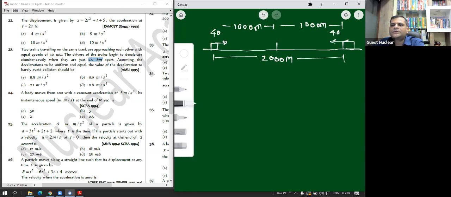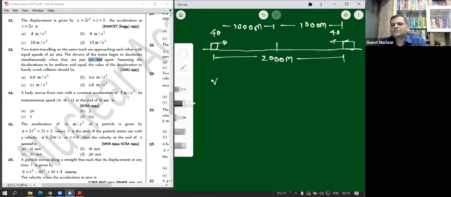value of acceleration, which will make this train travel a distance of 1000 meter before it stops, when it is already moving with a velocity of 40 meter per second, and that can be done by third kinematical equation simply, which we have already done in the previous example.